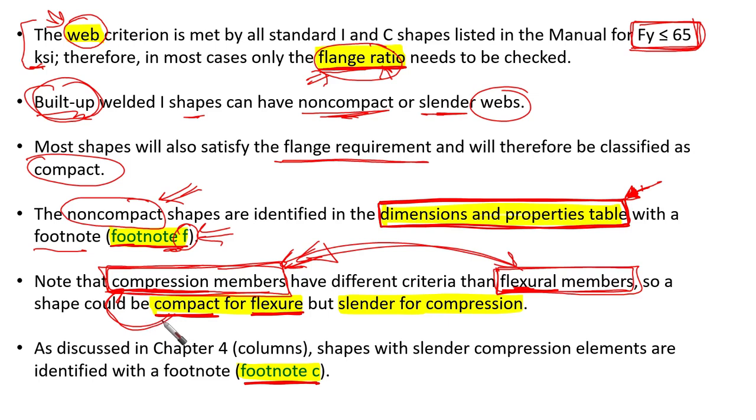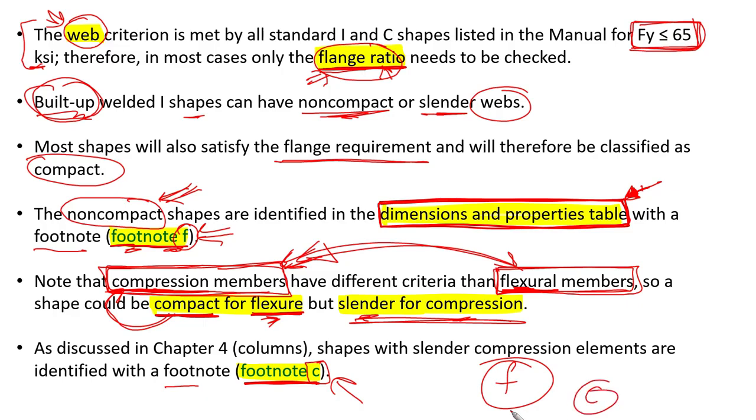No. It might be compact for flexure, for example, but it is slender for compression. So do not be confused. As discussed in chapter 4, which is columns, shapes with slender compression elements are identified with footnote C. Footnote F means non-compact, as we said, and footnote C means slender. These are very important notes for you when you are using the table, and they are related to the compactness, non-compactness, and slenderness of the cross section.